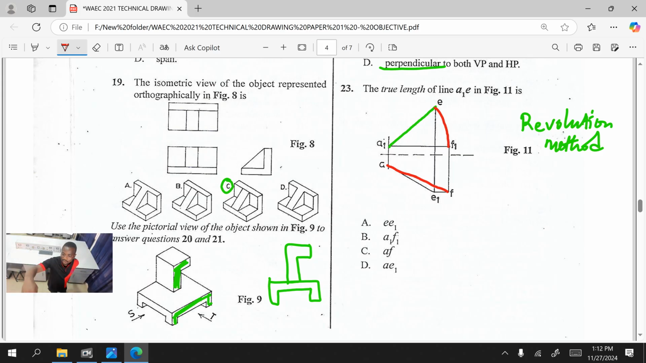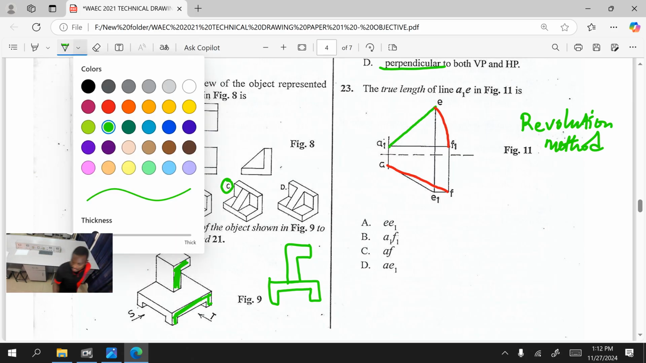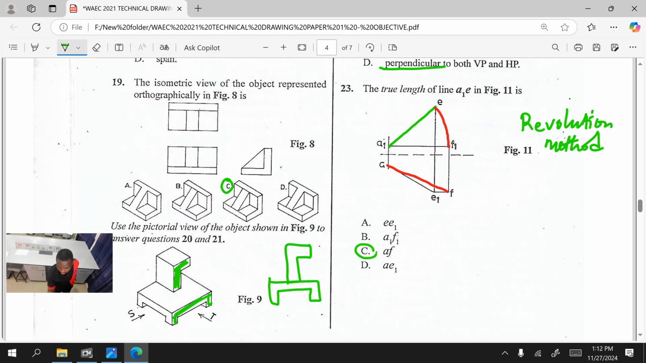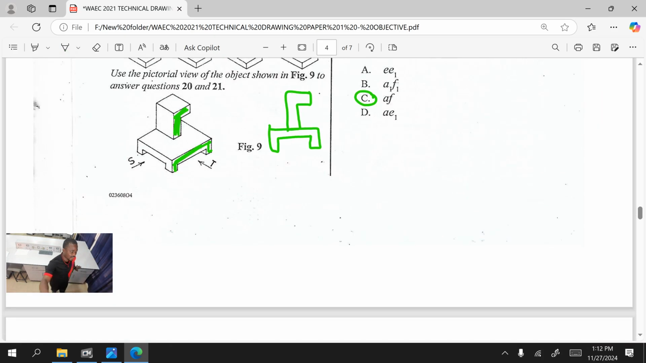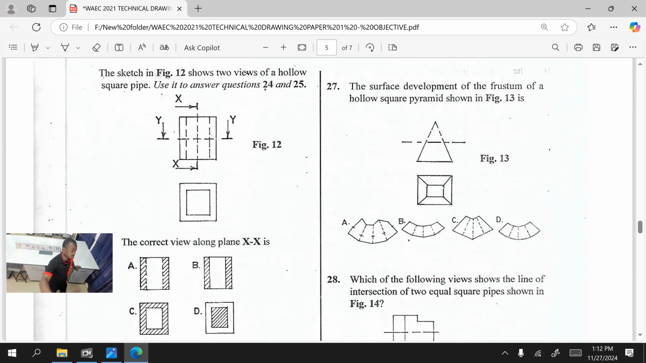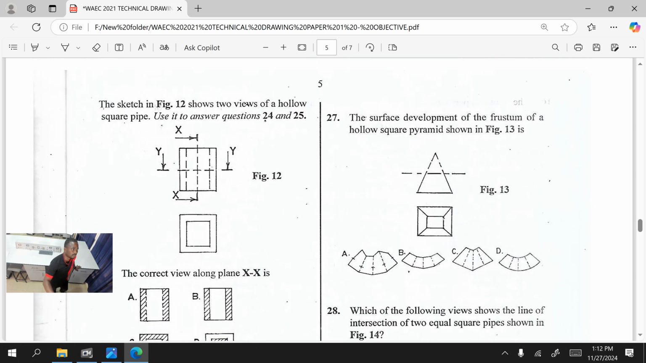We only projected E to E1. We projected A1 to A down. Do you get it now? Then we found the true length at AF. So the answer is what? Do you know the answer? It is C, AF. So that's the true length. Go and revise your revolution method for finding the true length of a line in space. We'll go to question 24.